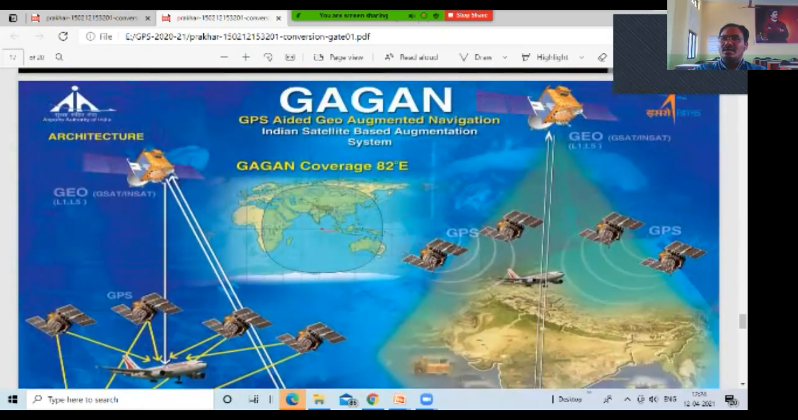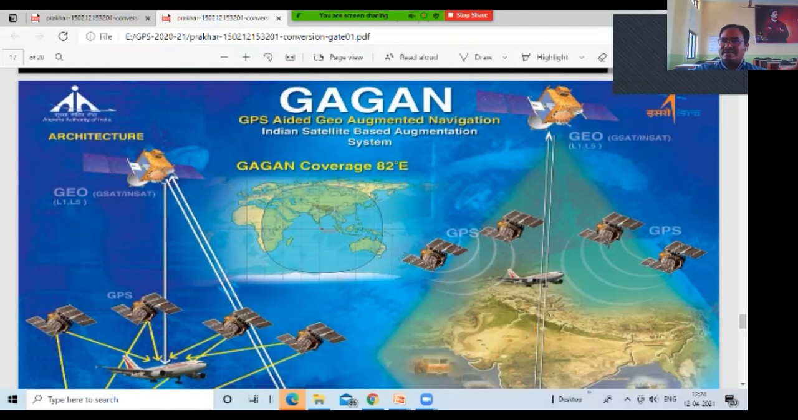So this is all about Gagan. Gagan stands for GPS Aided Geo Augmentation Navigation. So it is taking the help of the GPS constellation only, but the augmentation is different. Augmentation from the earth, that's why it is a geo augmentation navigation system. That is, the Indian satellite based augmentation system. So this Gagan is an Indian satellite based augmentation system.